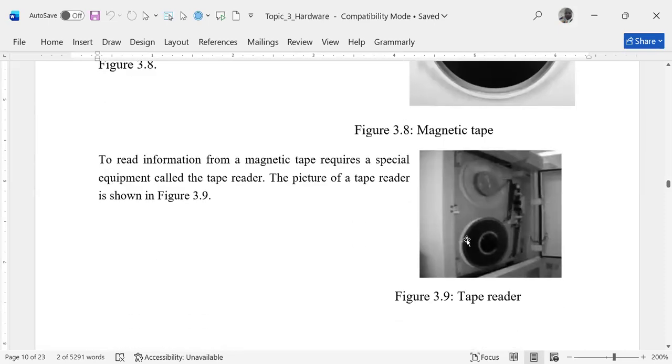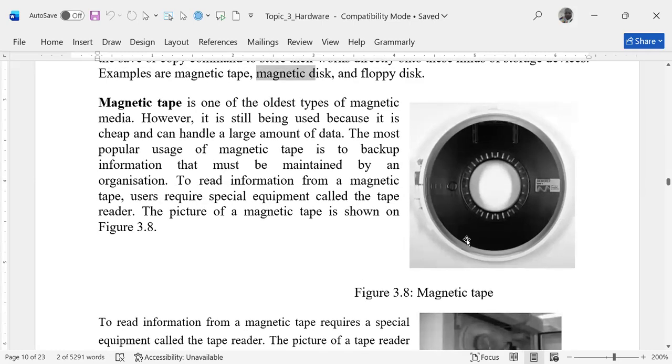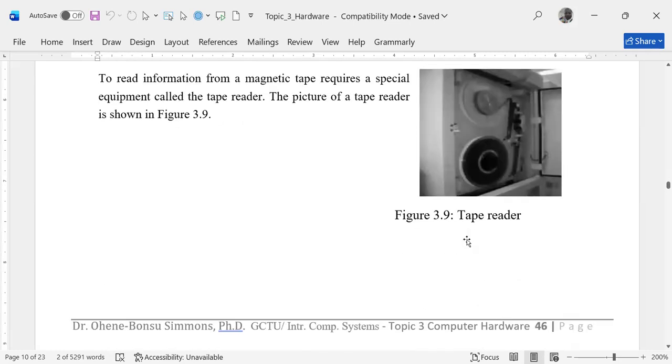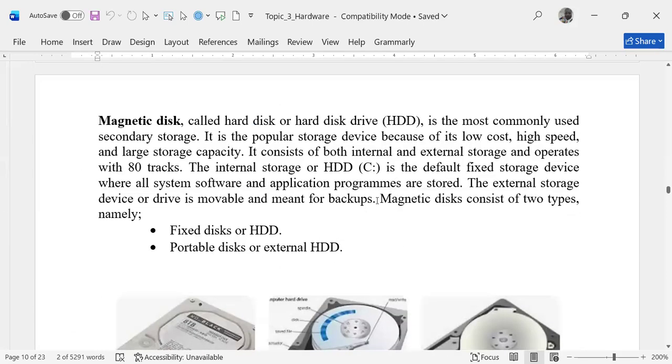Before you can use this, you need a reader. Unlike a pen drive, which you connect straight to a port, here you need a reader like a DVD drive before you can use it. Then another family in the magnetic media is the magnetic disk, commonly called the hard disk. This magnetic disk consists of two types: one is the fixed drive and another is movable. We have the fixed drive, normally called HDD, or external drive, or portable drive.